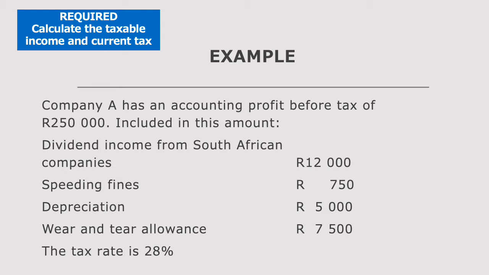Let's now take a look at an example. The requirement of this example asks us to calculate the taxable income and current tax. Company A has an accounting profit before tax of 250,000 Rand. Included in this amount is dividend income from South African companies amounting to 12,000 Rand, speeding fines amounting to 750 Rand, depreciation of 5,000 Rand, and the company would get a wear and tear allowance of 7,500 Rand. The company tax rate is 28%.